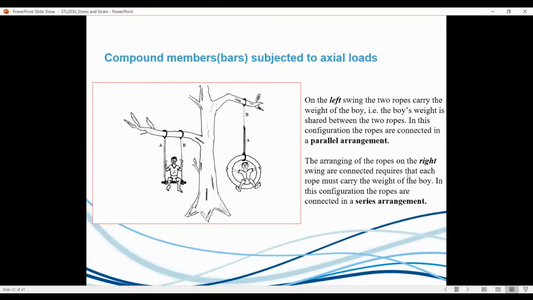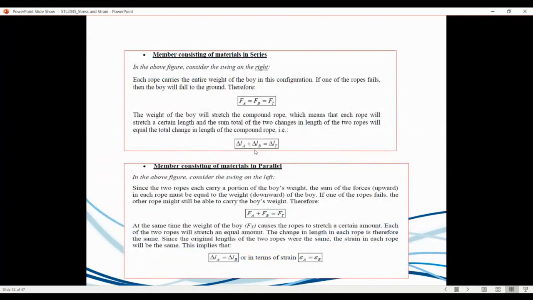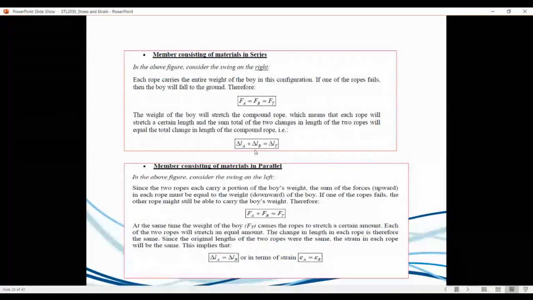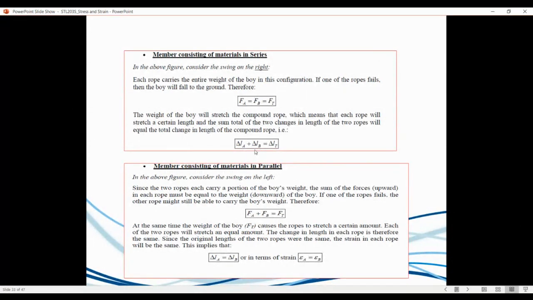But in this arrangement on the right, each rope must carry the weight of the buoy. So the force is not shared, the whole weight is carried by each of those ropes. So when you're doing the analysis, this is what it's going to be. In the series arrangement, the buoy on the right, each rope carries the entire weight of the buoy in this configuration. So if one of the ropes fails, then the buoy will fall to the ground.